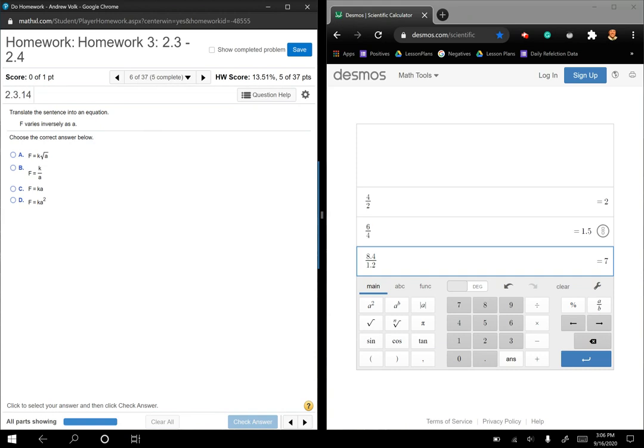Translate the sentence into an equation. F varies inversely as A. All right. Inversely, all the ones up until this point have been direct. Inversely means that the variable we're talking about goes on the bottom. So the only one that has an A on the bottom of a fraction is going to be this one.